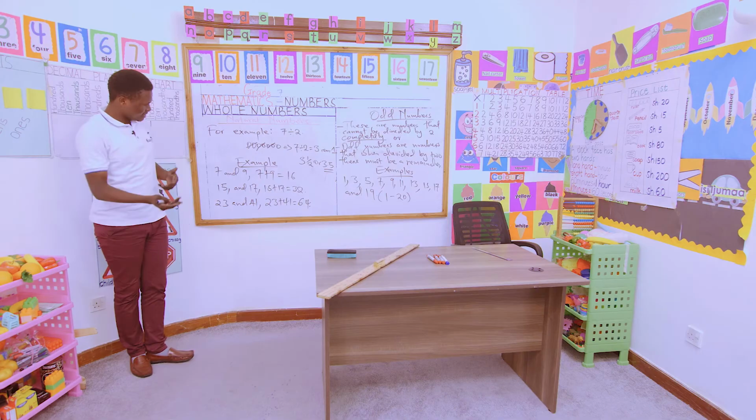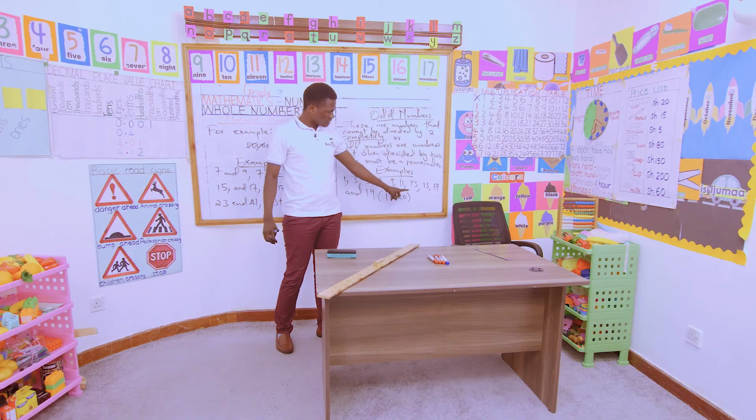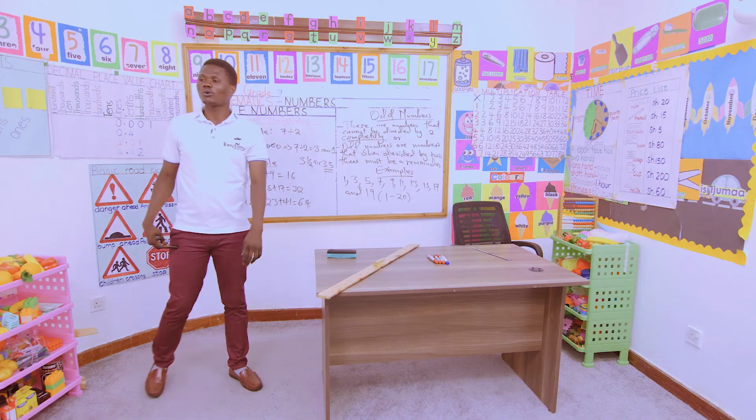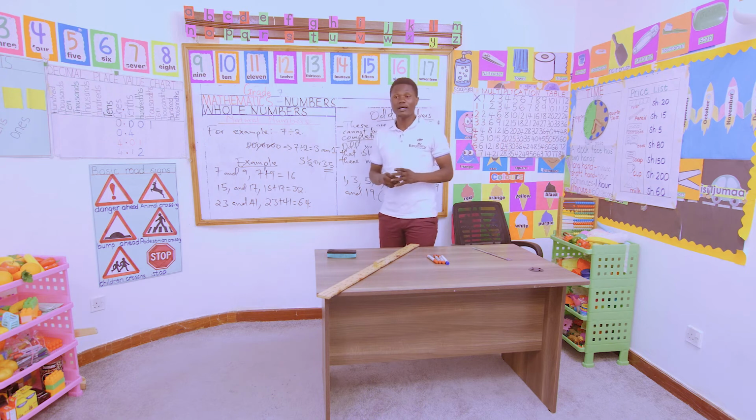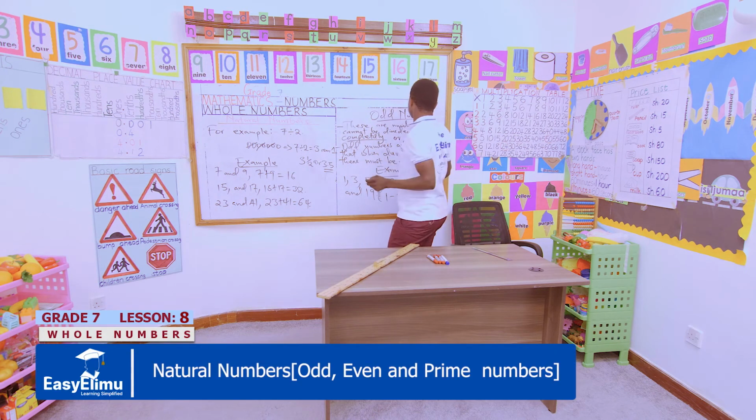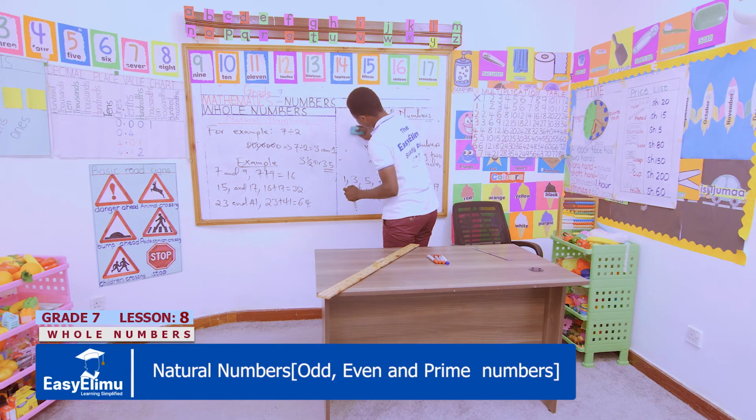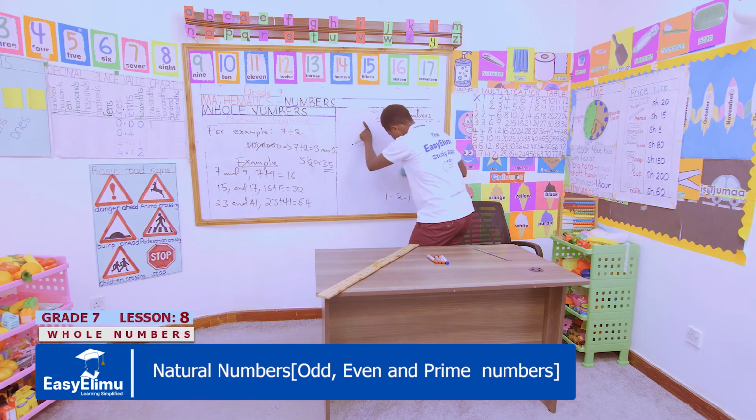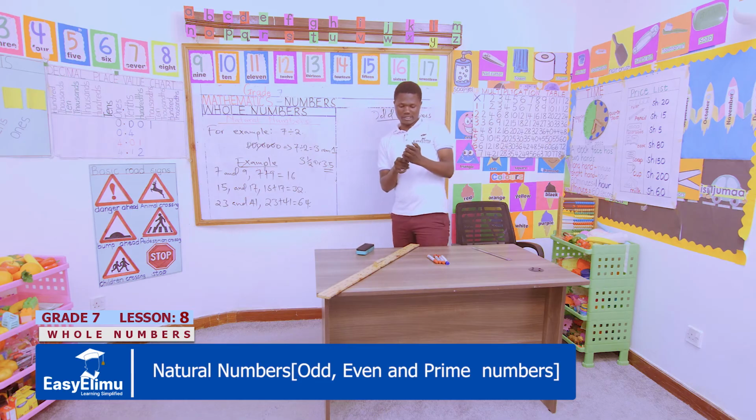So if you keep on doing this, 1 and 3, you get 4, 5 and 7, you get 12, 9 and 11, you get 20, 13 and 15, you get 28, 17 and 19, you get 36. So what can you conclude? Someone give us a conclusion. Yes, Jacqueline? What can we conclude about the summation of odd numbers?